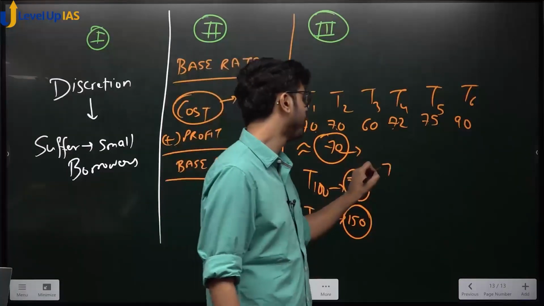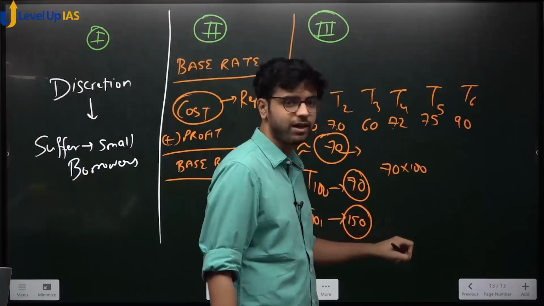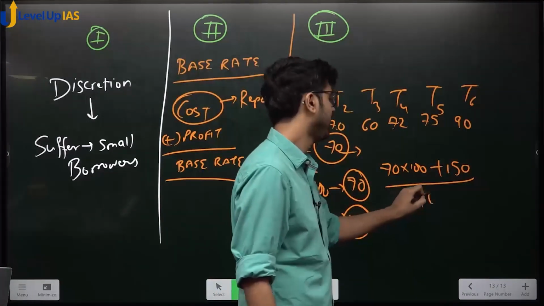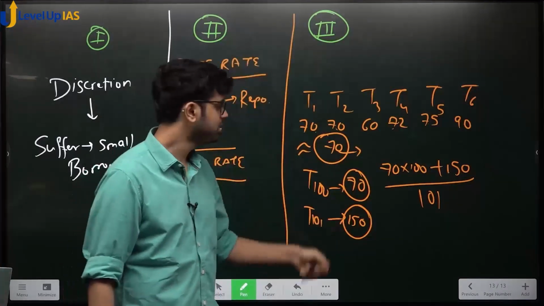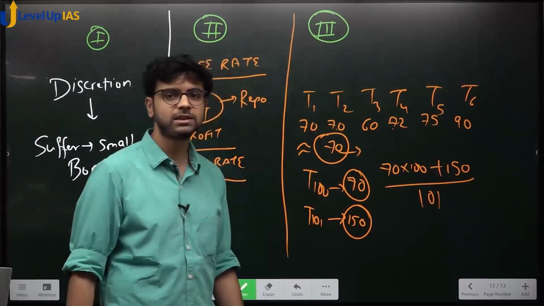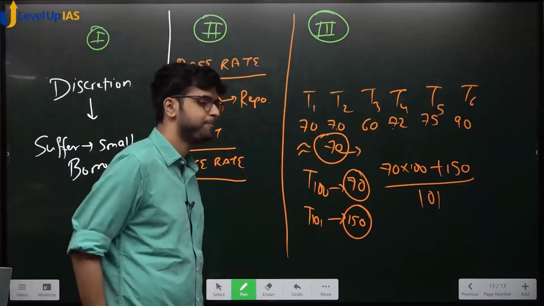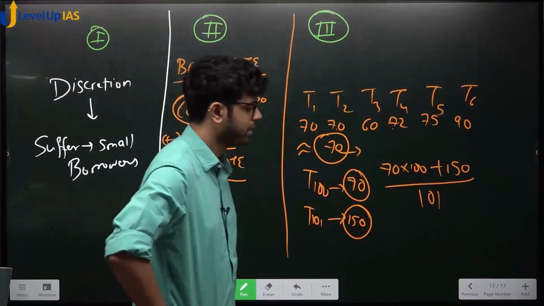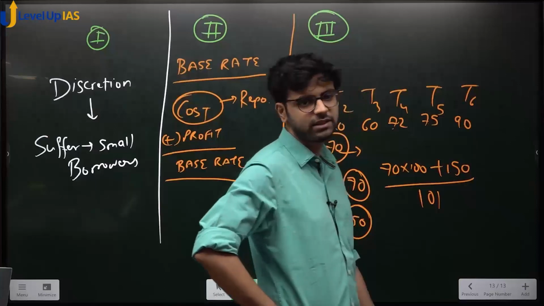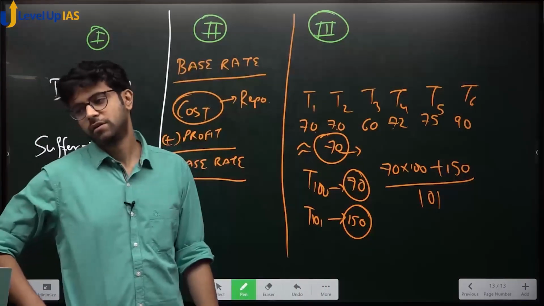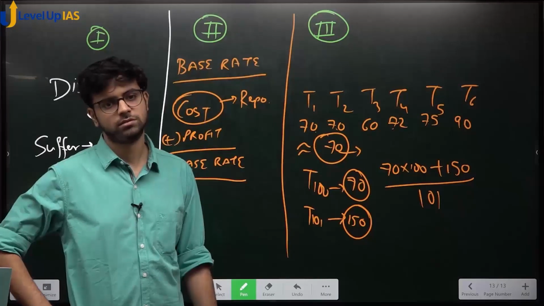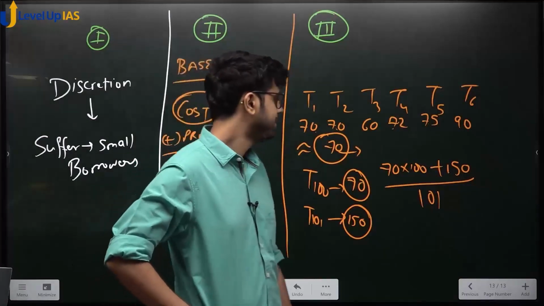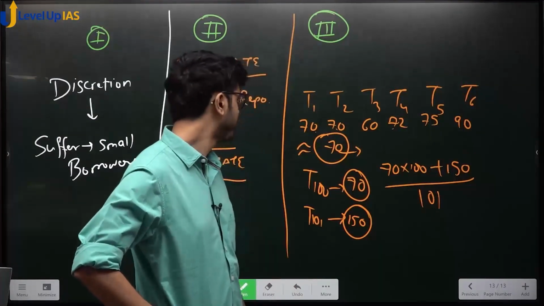So, what you will do, 70 into 100, because you got 70 average over 100 tests, plus 150 in the 101st test, divide by how many tests? 101 tests. Okay? What is the answer to this? 850 divided by 101. How much is it? 86, 87, how much is it? 8.4.